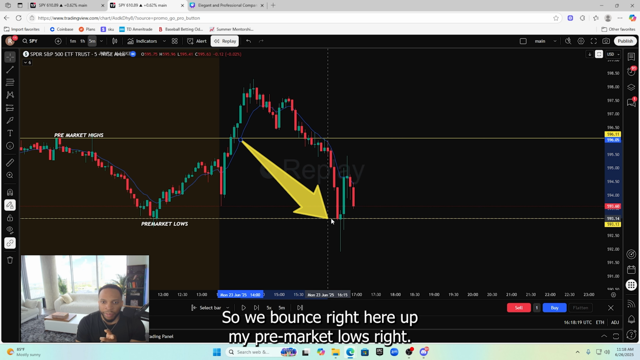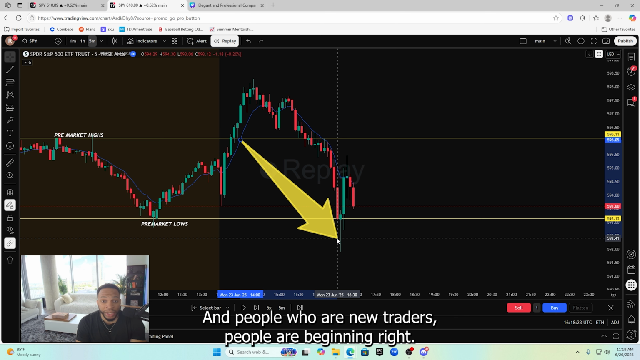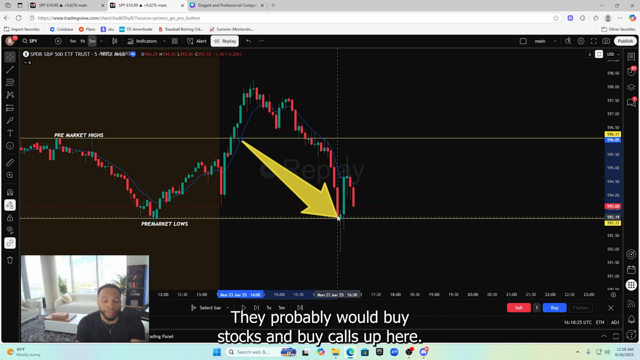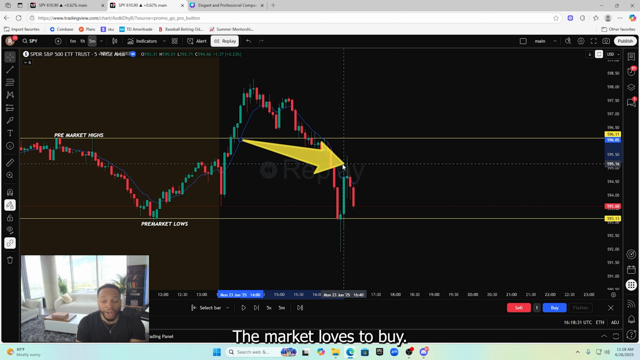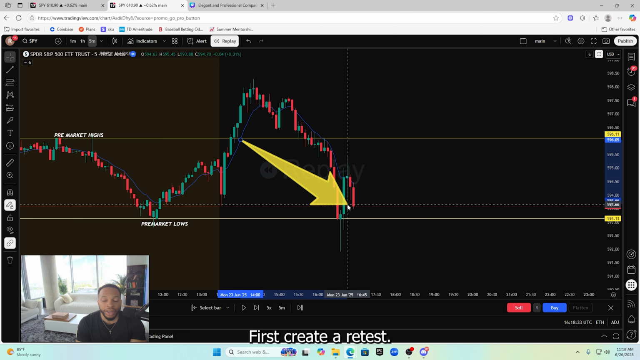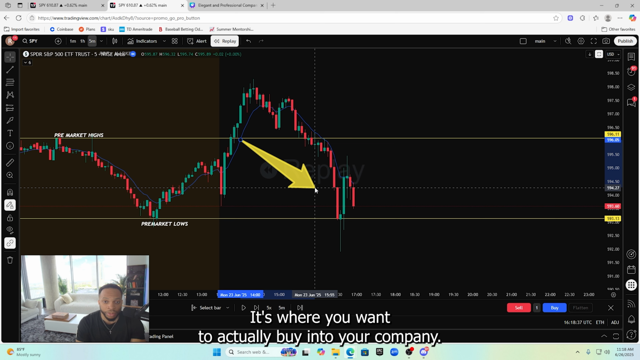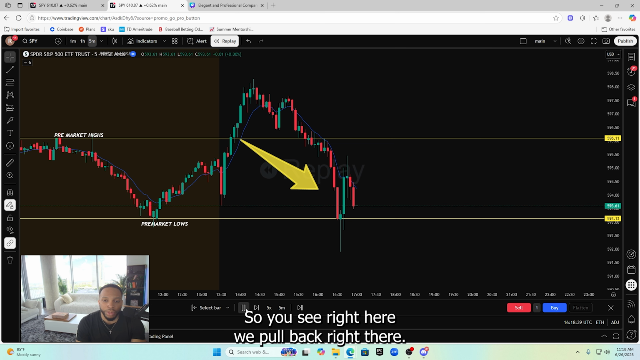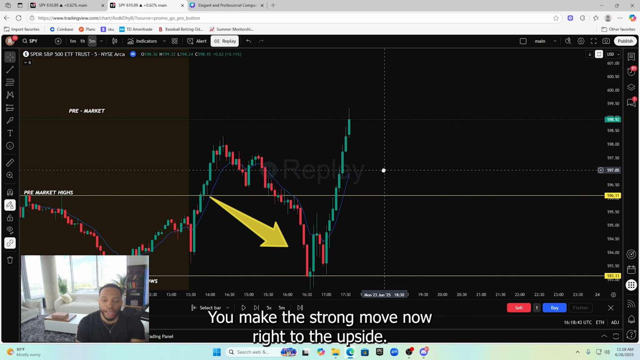So we bounce right here at my pre-market lows, right? And people who are new traders, people who are beginners, and it's okay, they probably would buy stocks and buy calls up here, but that's not how the stock market works. The market loves to buy first, create a retest, and right here in your retest is where you want to actually buy into your company. So as you see right here, we pull back right there. Then we have a strong move now right to the upside.